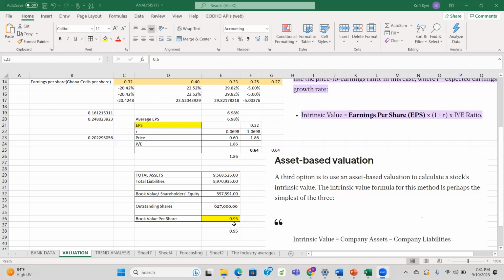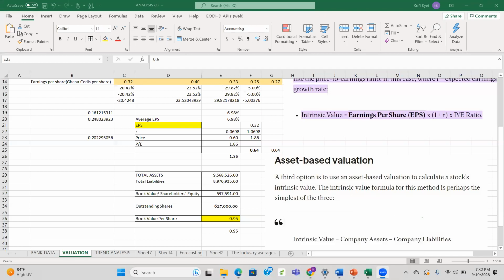Please, the outstanding shares, 627,000. When you go to the statement of financial position, the equity, we know the components. But how do we get that 627,000 as the outstanding shares or the number of shares?